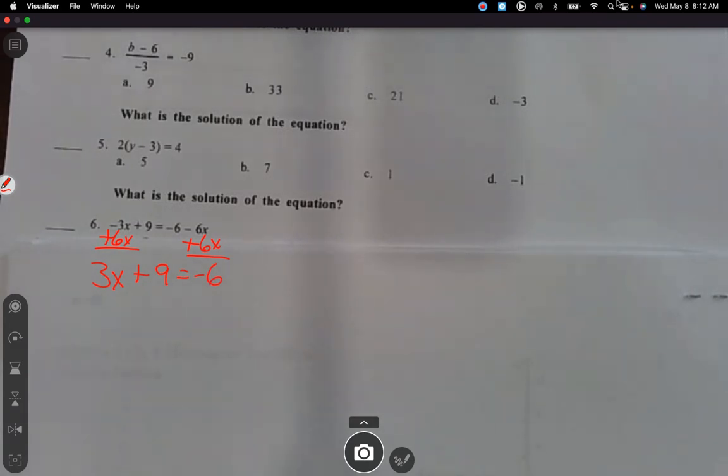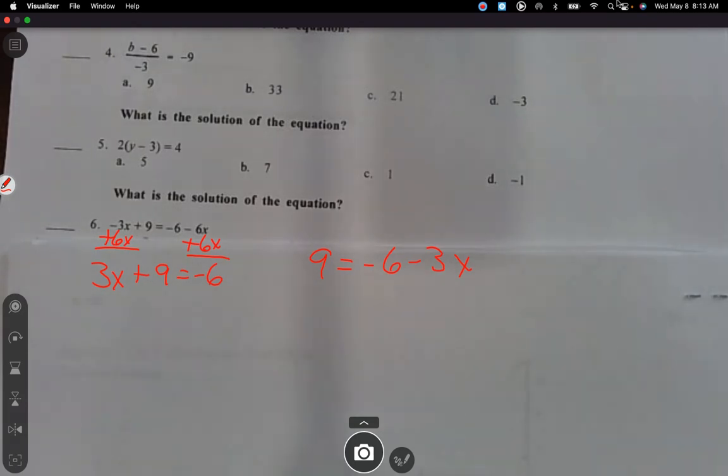If you moved the 3, you would have this equation. What is that? Okay? You just keep going from there. You would add 6, divide by -3, you would get the right answer. Okay? So that's just fine.